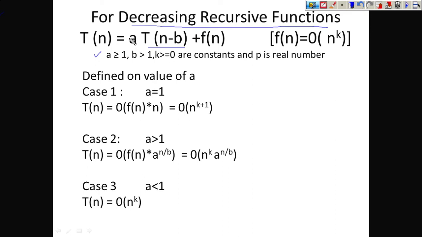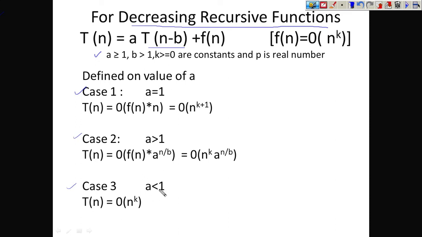Now we have three cases. So we have case 1, case 2, case 3. The value of a, the coefficient which is with this recursive term, defines the cases. So if a is less than 1, that means there is actually no impact of this recursive term. This should be either 1 or more than 1. Then only it makes the real recurrence notation.